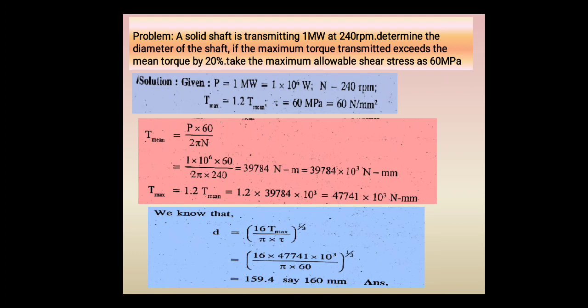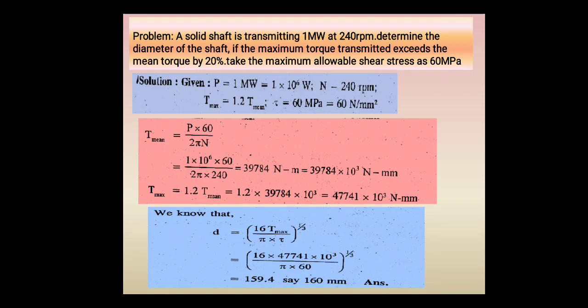T is equal to P into 60 divided by 2 pi n. Here T is nothing but T mean value, and substitute all the values in this formula. Power P value is 1 into 10 raised to 6 into 60 divided by 2 pi into n value 240. After calculating this, we got 39,784 Newton meter. In terms of mm we need to convert, that is 39,784 into 10 raised to 3 Newton mm.